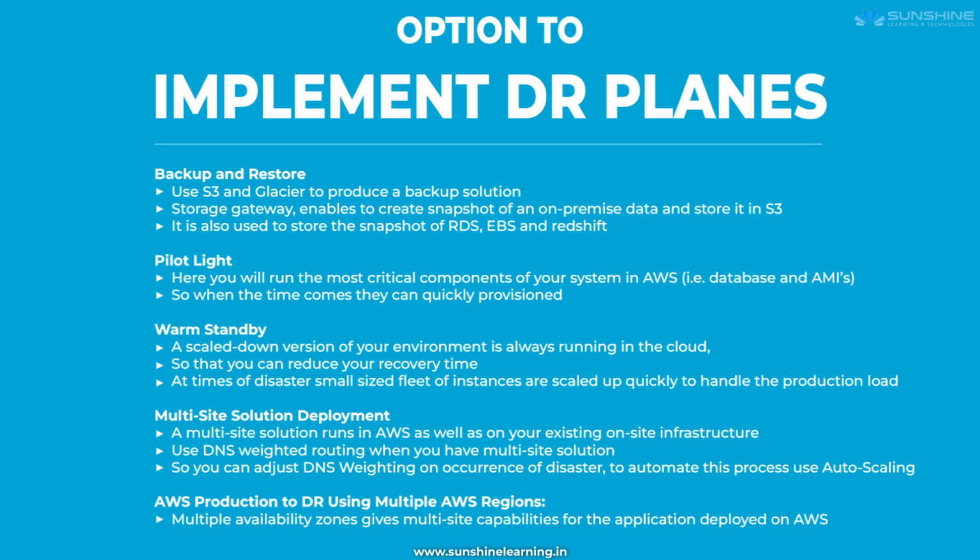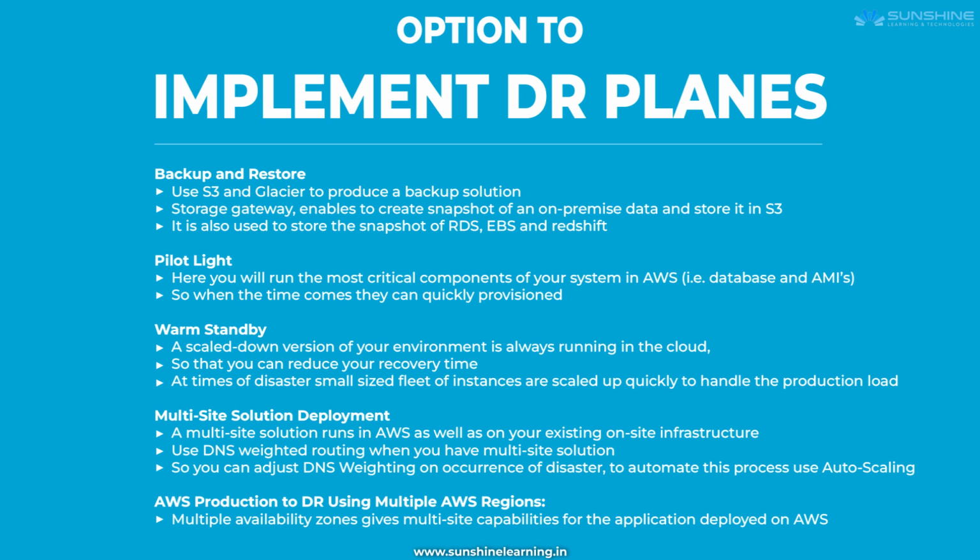Then you have a multi-site solution deployment. If you want your applications or your environment to be running in the same capacity, then you can have a multi-site solution deployment where you create an identical solution in a different AWS region. A multi-site solution runs in AWS as well as on your existing on-site infrastructure. Use DNS weighted routing when you have a multi-site solution. You can have the same identical solution in a different AWS region, and also in your on-prem environment running in parallel. And you can always use Route 53 policies for distributing the traffic.